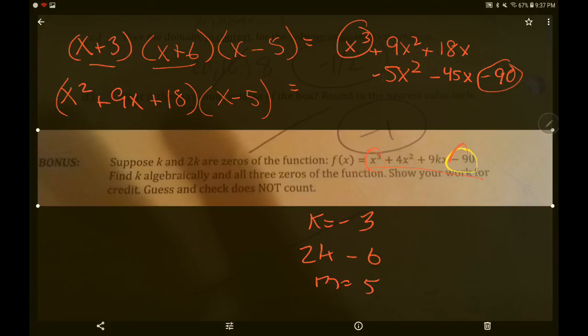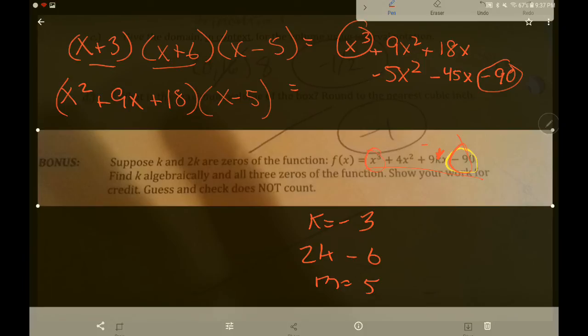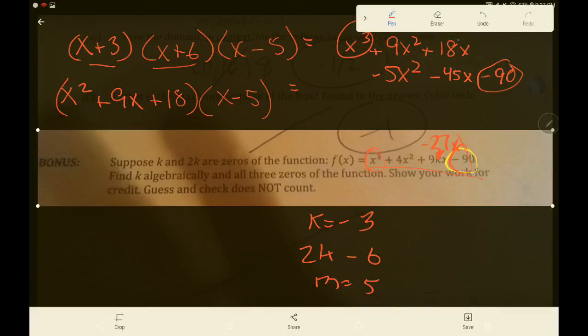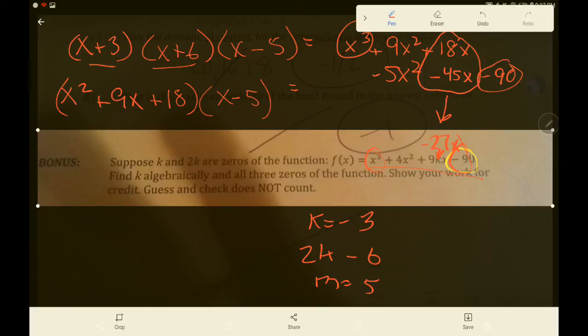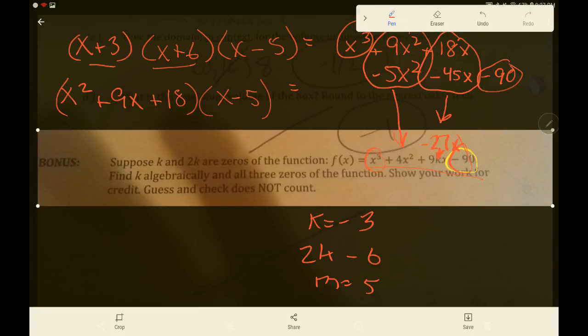They match up. Look at this, 9kx. Well, we found out that k is negative 3, so 9kx is negative 27x. Let's check that out. 18x minus 45x is, in fact, negative 27x, so that's good. And 9x squared minus 5x squared is indeed 4x squared. So that is how we found the 3 zeros without guessing and checking.